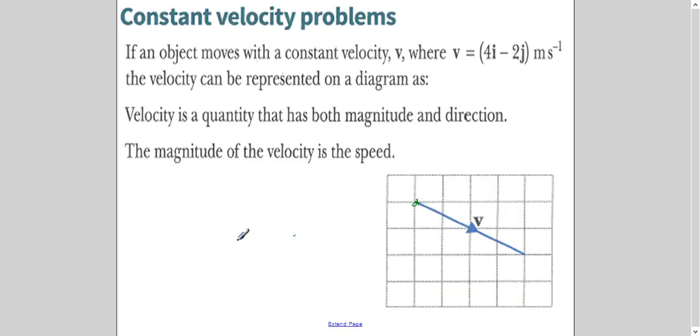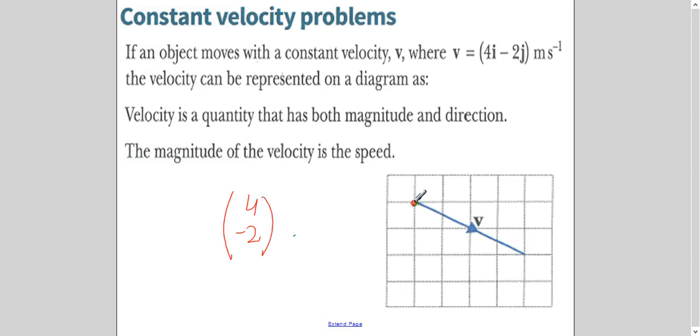So let's just start with the concept. If the velocity vector is given to you, and you know velocity vector, either it is given in the column vector form or in the ij form. It is represented like this on the diagram.